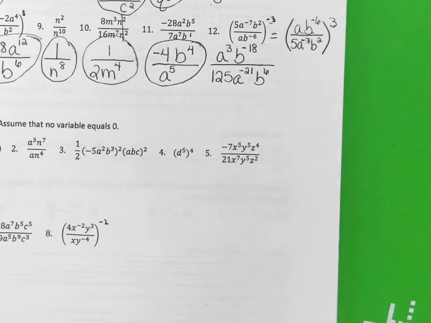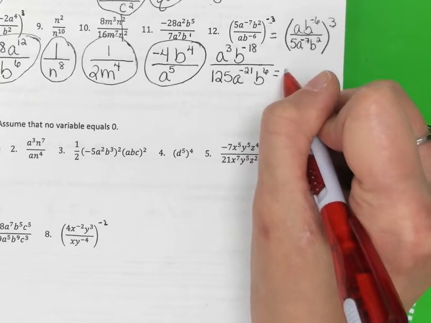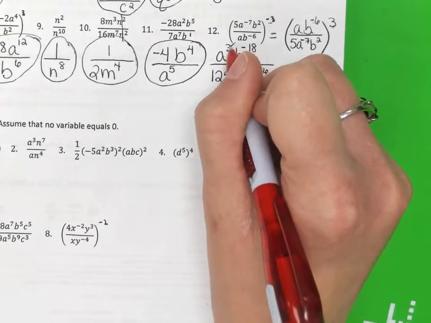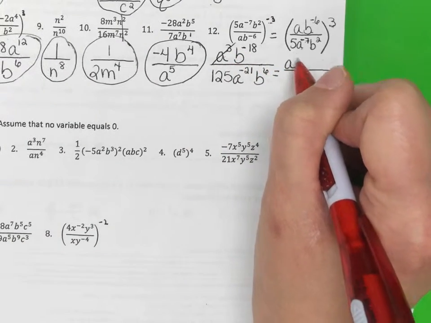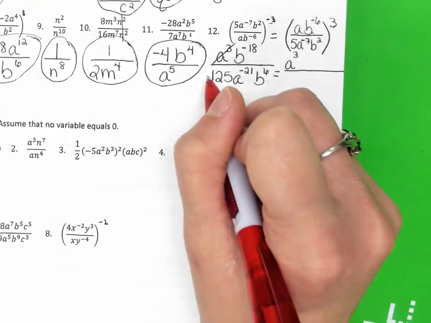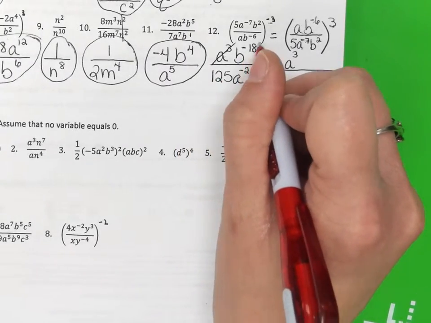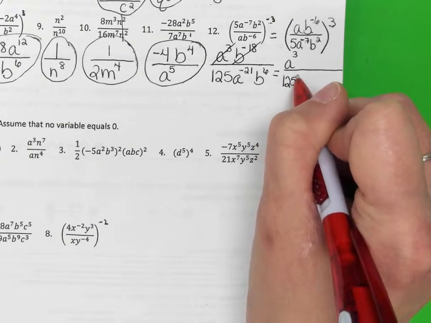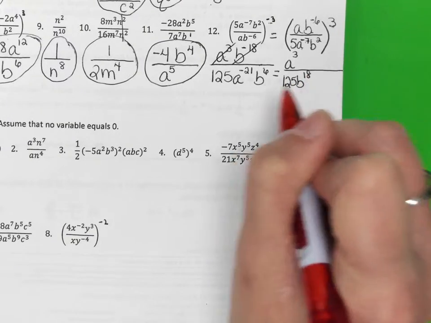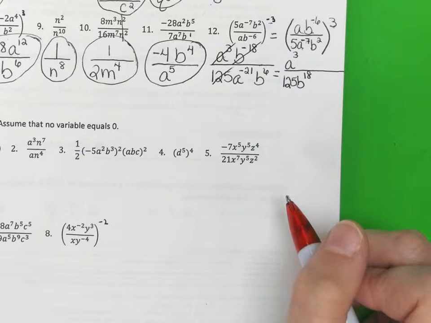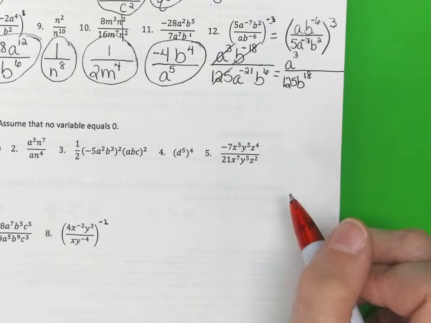Okay, now we can fix things. All right, so D, I like to mark things out. You ready? This a to the 3 is positive, so he's going to stay right there. Y'all okay? All right. This b to the negative 18 is negative, so he's going to go to the bottom. I'm going to put my 125 in the front, and then b to the positive 18. Are y'all okay? It really helps to mark things out so you know what you've done and haven't done.